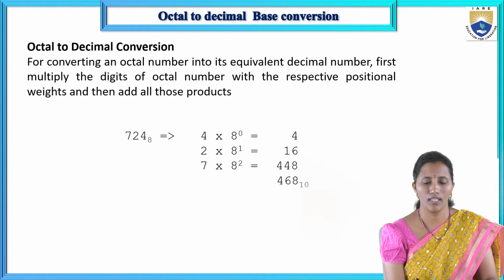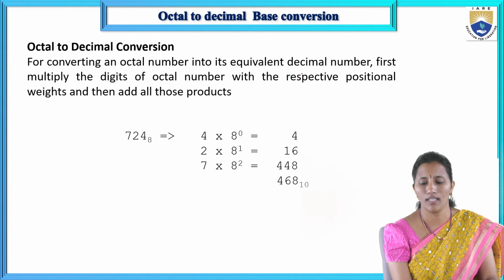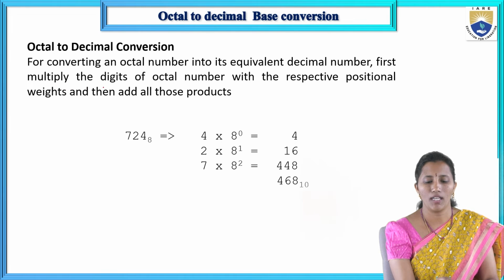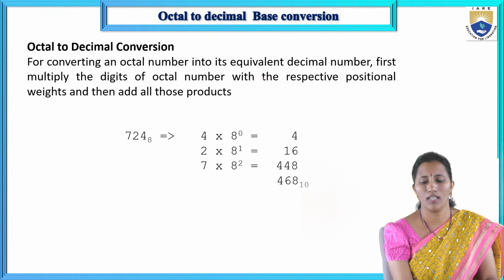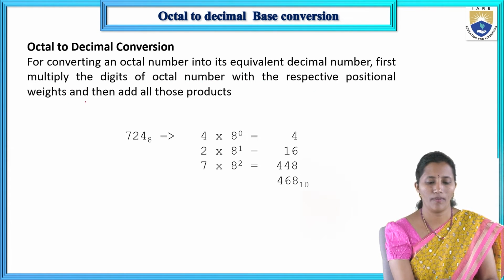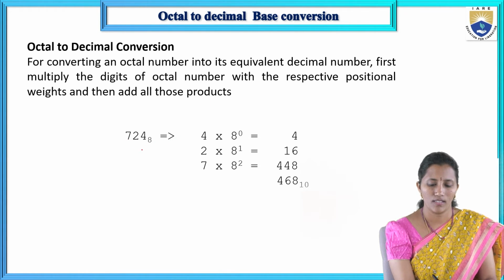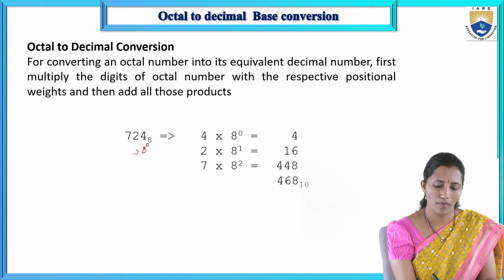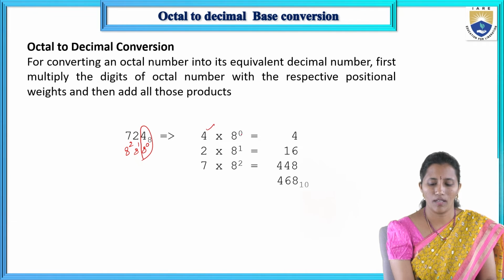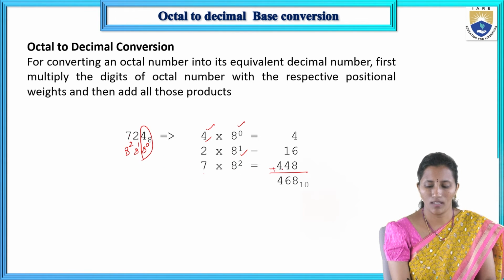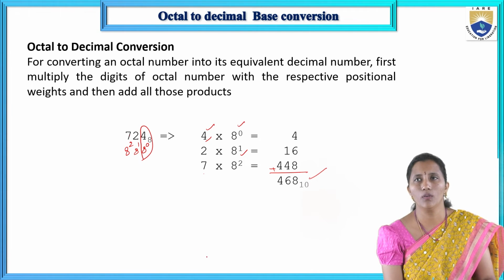For converting an octal number into its equivalent decimal number, first multiply the digits of the octal number with the respective positional weights and then add all those products. Here we have 8 power 0, 8 power 1, 8 power 2. Multiply the weight and digit: 4 into 8 power 0, 2 into 8 power 1, 7 into 8 power 2. Add all these numbers and you will get the decimal number.